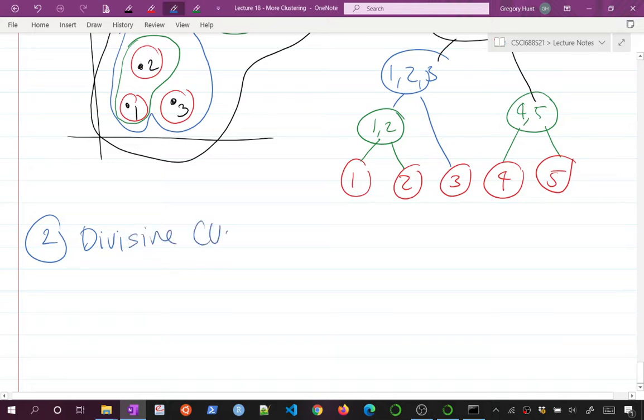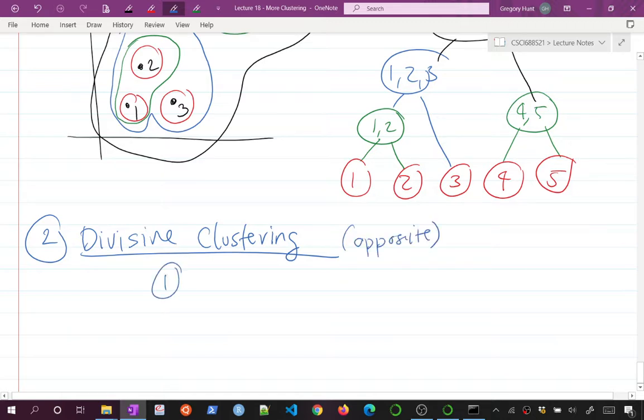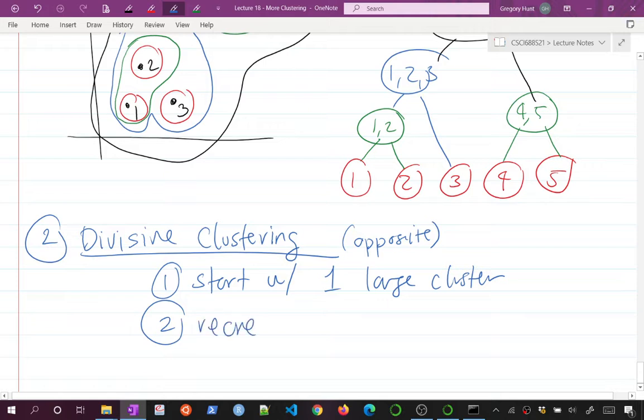Divisive clustering. Man, I wouldn't think writing so hard. Clustering. And divisive clustering is basically the opposite. We basically start with one large cluster, and we're going to recursively break it into smaller clusters.